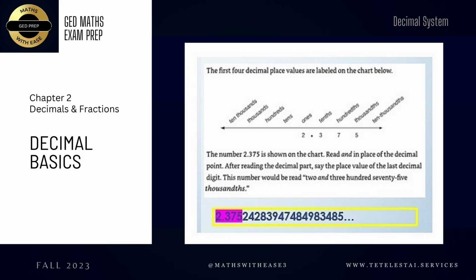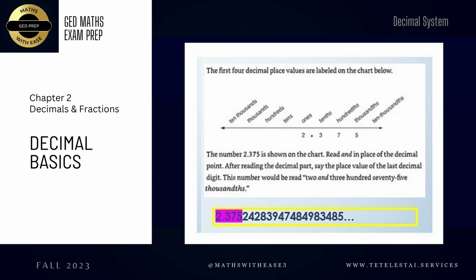And so that's why this number that you see below the number line, 2.375, is more formally read as 2 and 375 thousandths. Okay, normally you would hear it described this way when you're talking about rounding.